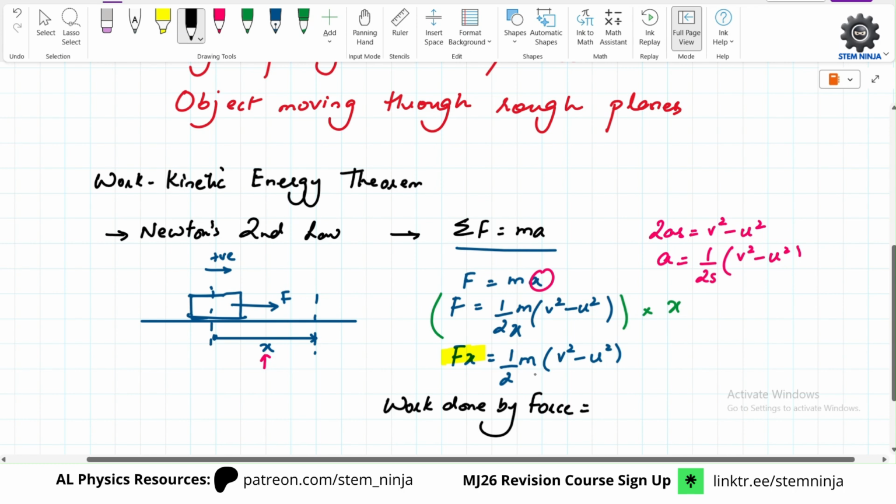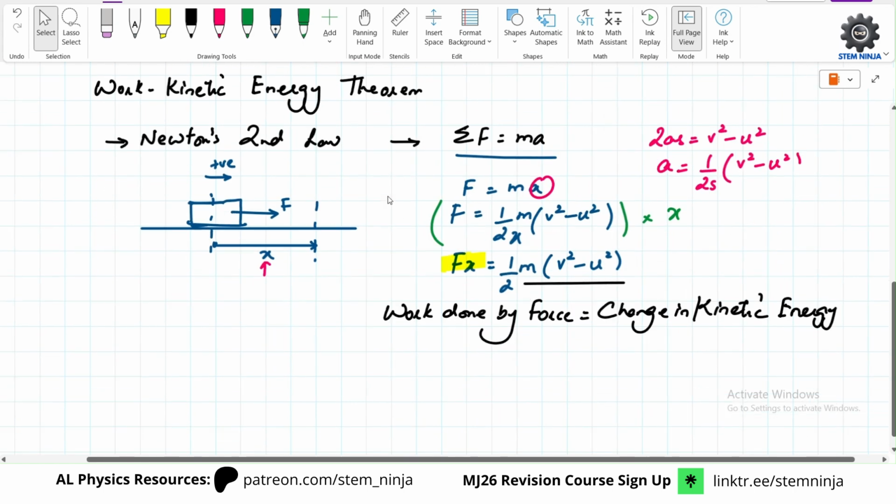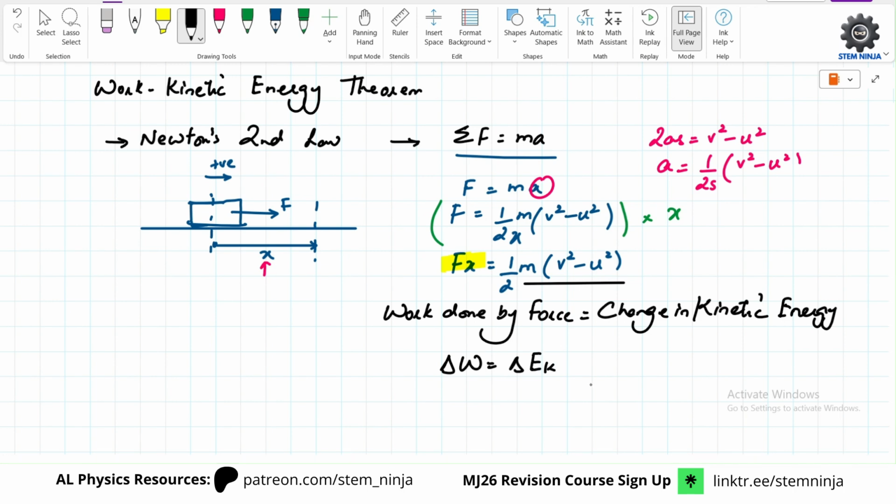is equal to, and we are already familiar with what this is. This is a change in kinetic energy. We can simplify this by writing delta W equals delta EK. So in the absence of any other resistive force, any other applied force, any change in height, strictly speaking, work results in change in kinetic energy.